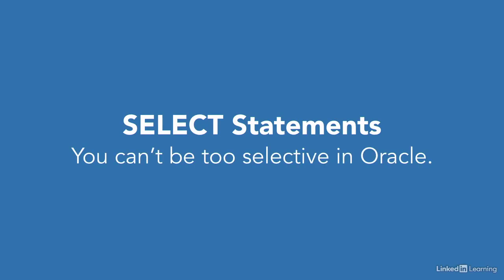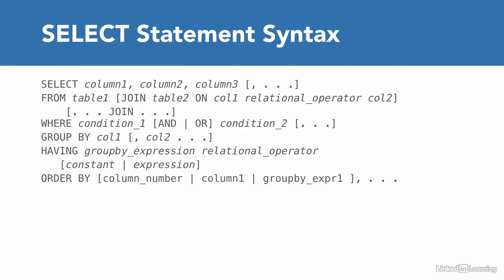Let's dig into some of the most common things you'll do in the database. Retrieve rows and columns from your tables, whether they are user tables or data dictionary tables. To do that, you'll use the select statement. At its most basic level, the select statement has a total of 6 possible clauses.